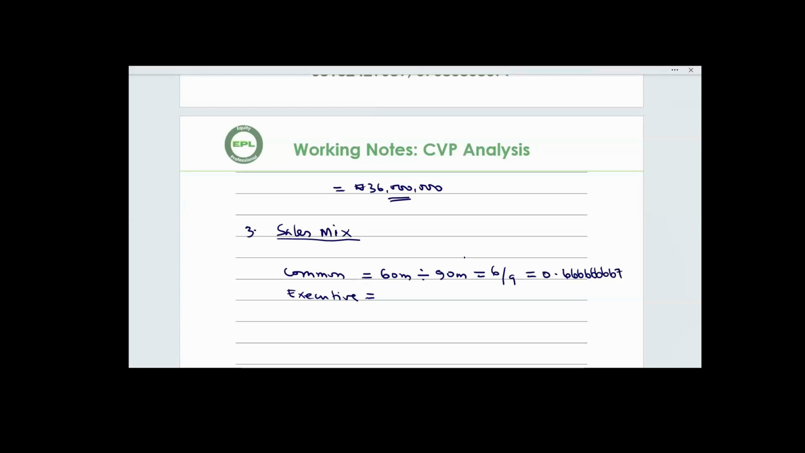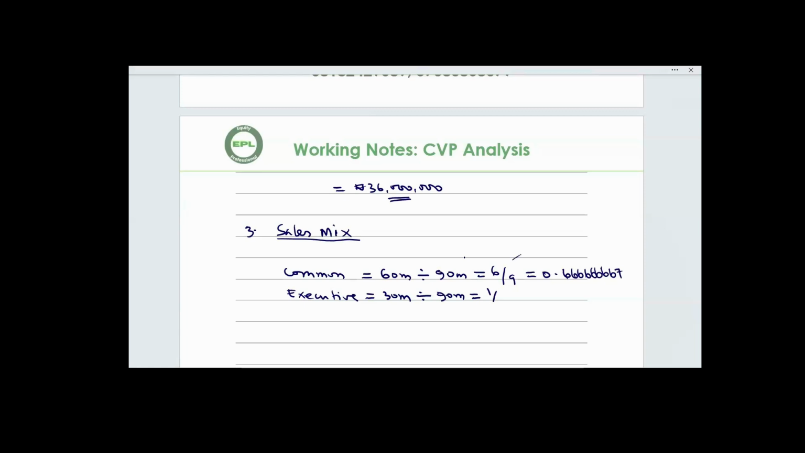Then for executive, the sales value is 30 million naira. Therefore, 30 million divided by 90 million will give me 1/3. Sorry, 6 over 9, 3 over 9. That's 1/3, it's the same thing. This one also is 2/3.